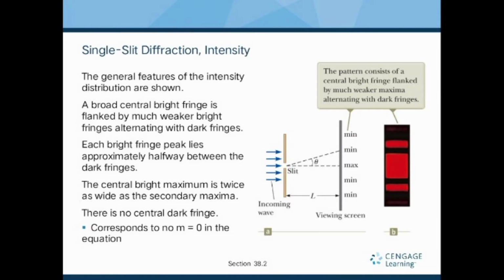Single slit diffraction intensity. The general features of the intensity distribution are shown. A broad central bright fringe is flanked by much weaker bright fringes alternating with dark fringes. Each bright fringe peak lies approximately halfway between the dark fringes. The central bright maximum is twice as wide as the secondary maxima. There is no central dark fringe, which corresponds to m equals 0 in the equation.